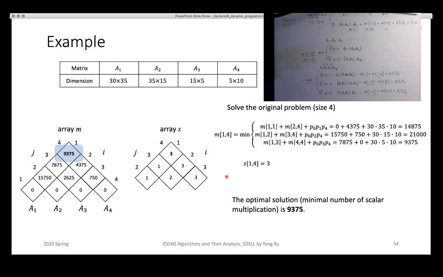Okay. So our conclusion is that in order to solve the problem of A1 times A2 times A3 times A4 with these given dimensionalities, the optimal solution is 9,375 in terms of number of scalar multiplications. Okay. So what about the optimal way of doing the parentheses, right? We not just need the optimal cost, but also the optimal way of doing the parenthesization. This is what we care about more.